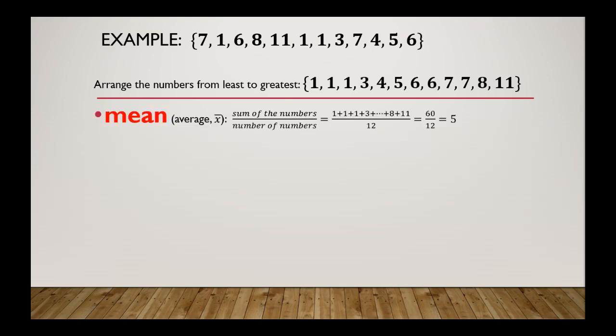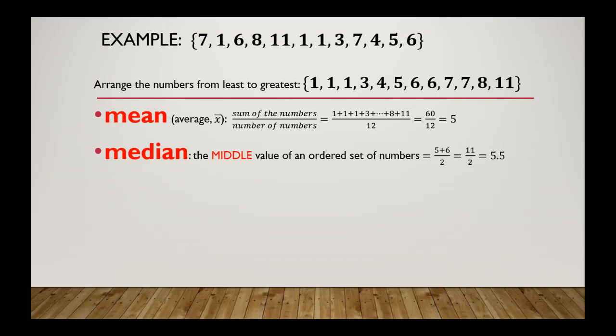The first thing we'll talk about is the mean. The mean is another word for average. The symbol we use for mean is x bar, which is x with a bar on top. And to find the mean, we just take the sum of all the numbers and divide by how many numbers there are. If you work this out carefully, you should get 60 over 12, which is just 5.